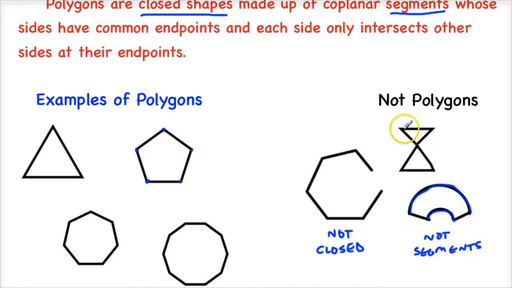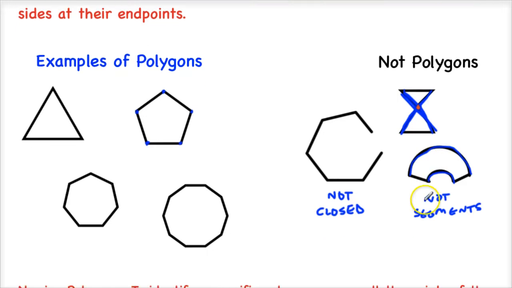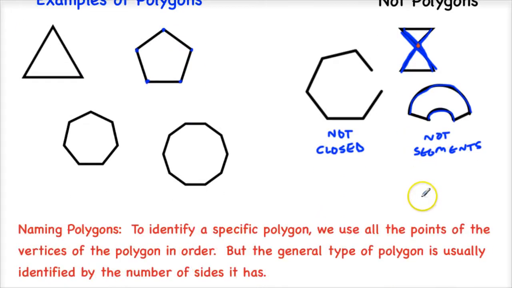And here, the reason this shape is not a polygon is because its sides do not intersect only at endpoints. So this last part of the definition: the sides can only intersect each other at endpoints. Here they intersect in the middle, right at this point here, which is not an endpoint, right? So they kind of cross over there. So here are polygons, here are not polygons. So just a few examples of ones that are not.